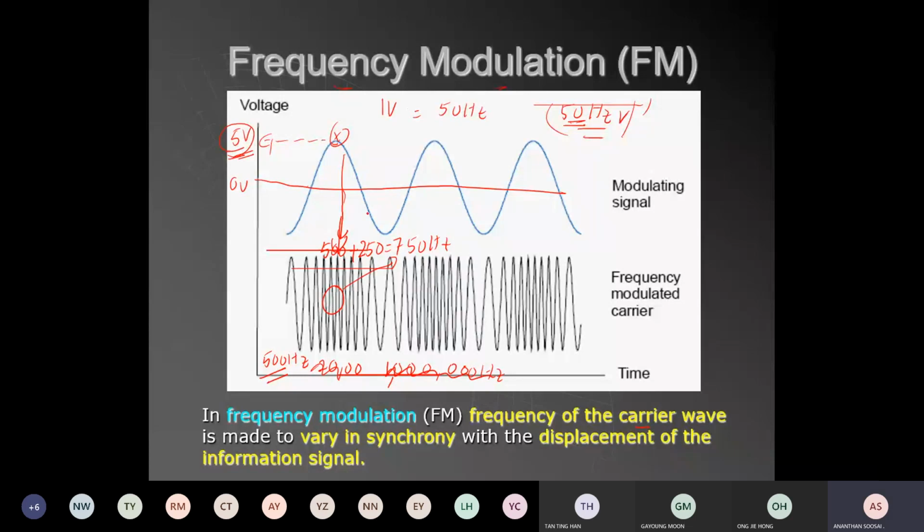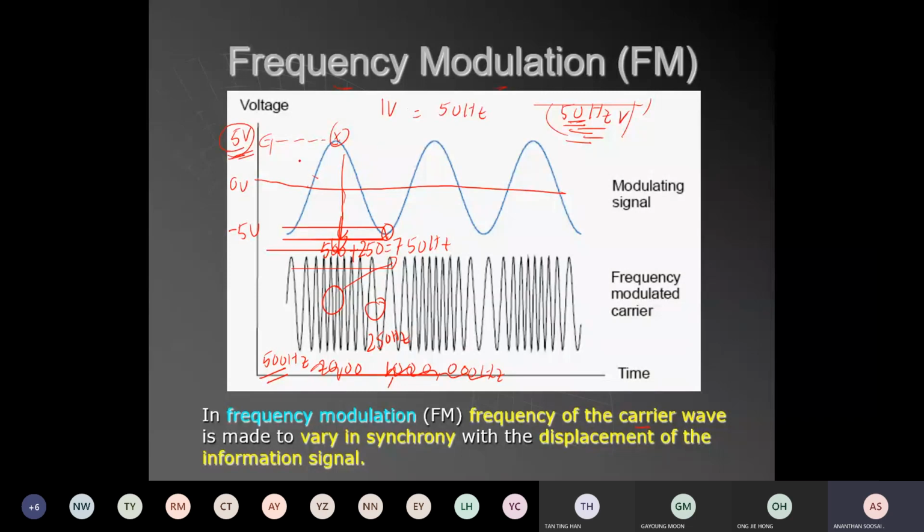When the voltage here drops to the bottom, let's say negative 5 volt, the frequency will drop. For negative 5 volt, each volt changes the frequency by 50 hertz, let's say. So the original frequency, how much? 500 hertz. Negative 5 volt means 500 hertz minus 250, because 5 times 50 is 250. So the frequency dropped to, how much? 250 hertz. It becomes 250 hertz.